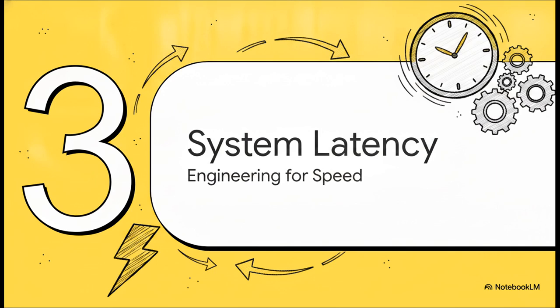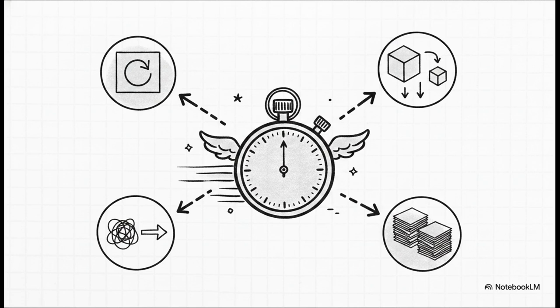Let's move to Section 3, reducing system latency, engineering for speed. Okay, so now we know how to make it accurate, but here's the catch. Accuracy takes computational work, and work takes time. A perfect answer isn't very helpful if it takes 3 minutes to generate, right? We need these systems to be incredibly fast.